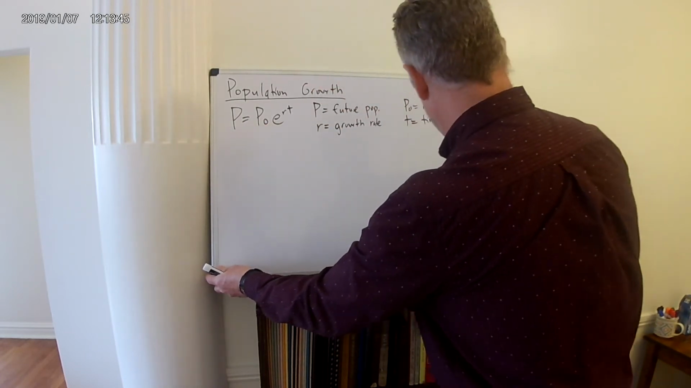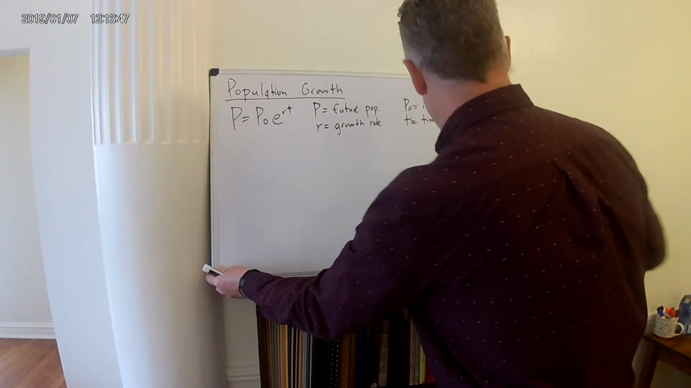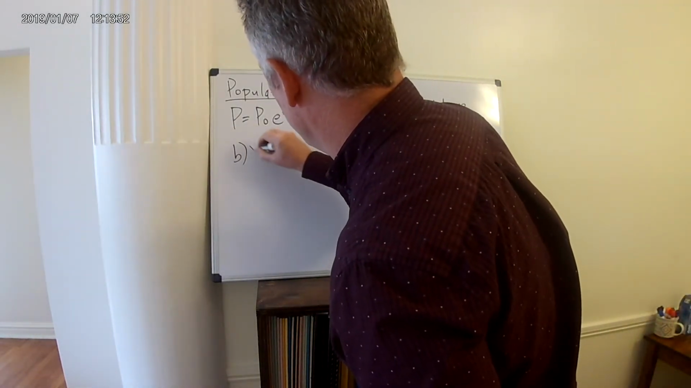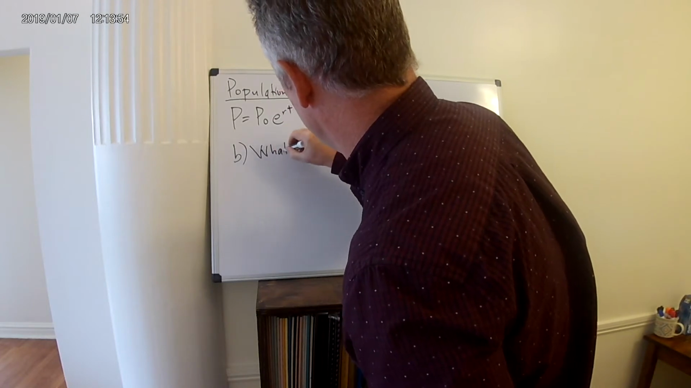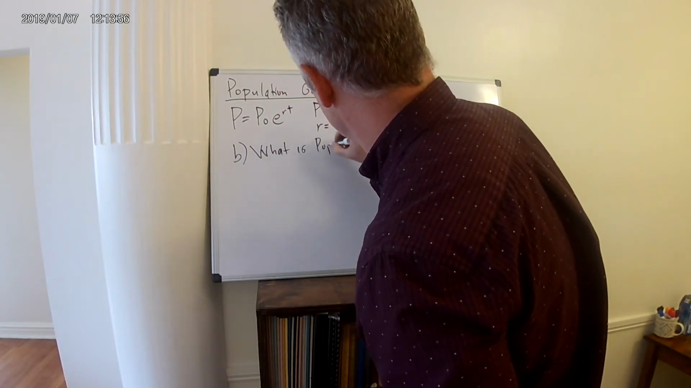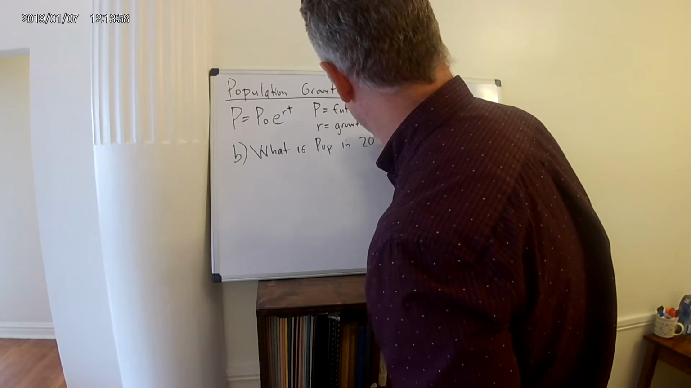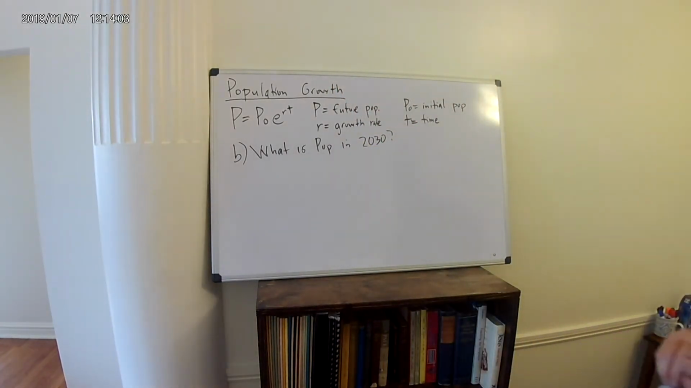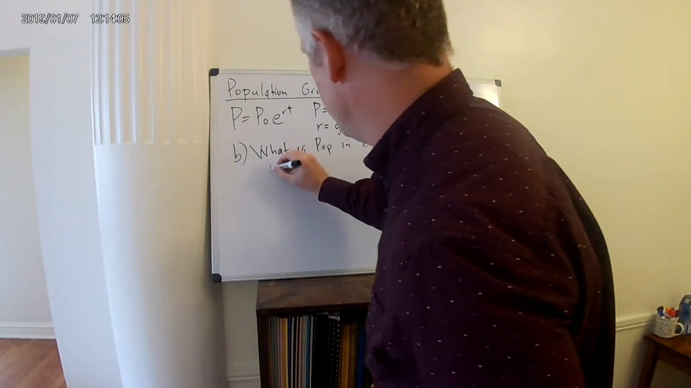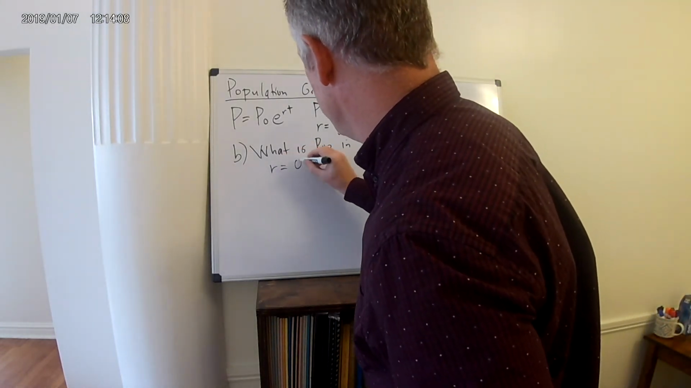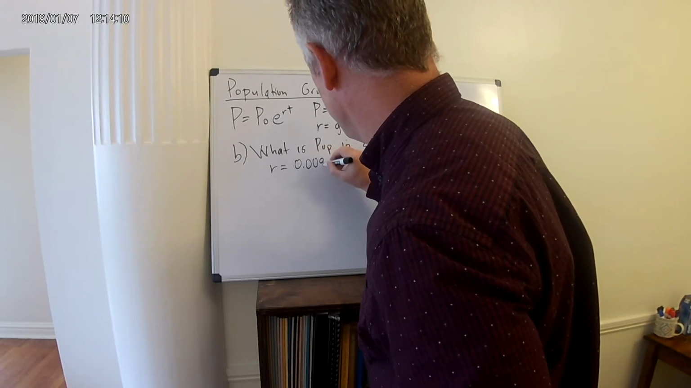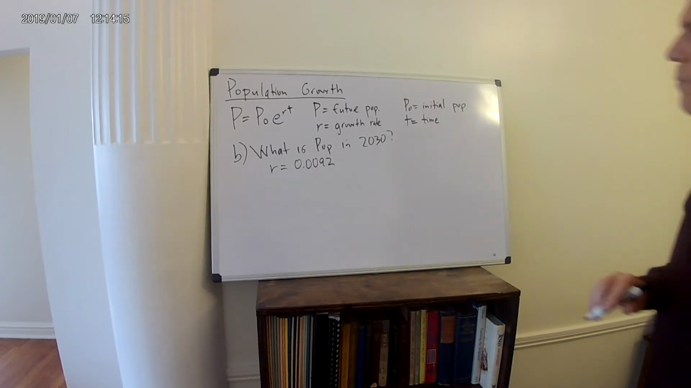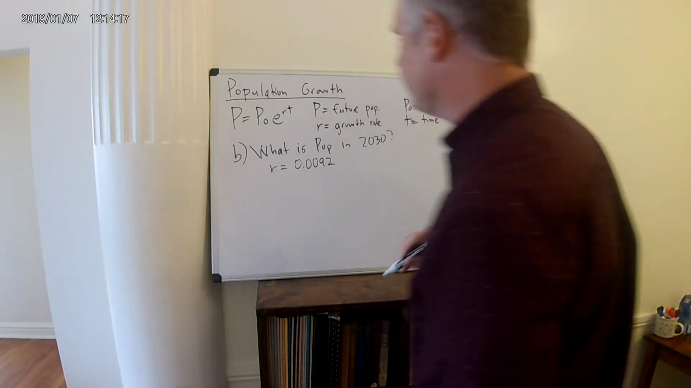Still the same example, however. And we're going to do another part of this problem. Using this information, we want to figure out what the population will be in 2030 for the U.S. population. Now keep in mind we just determined our growth rate for the U.S. population, 0.0092. That's our growth rate, okay? So we want to figure out what is the population in 2030.